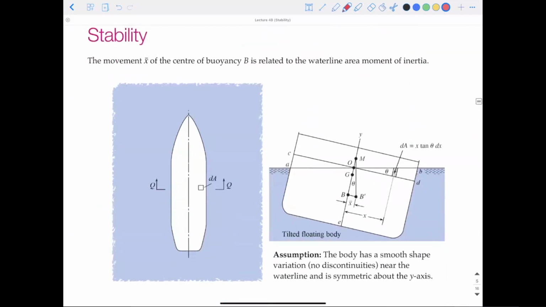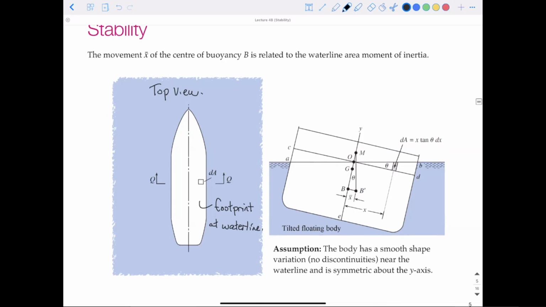So let's look at a ship profile, for example. If we were to view it from the top, what we would see is the footprint. And we would really only care about the footprint at the waterline. So when we talk about the footprint at the waterline, this is what we're referring to. So if we have our ship, we want to test if it's stable. Let's artificially tilt it some small angle.